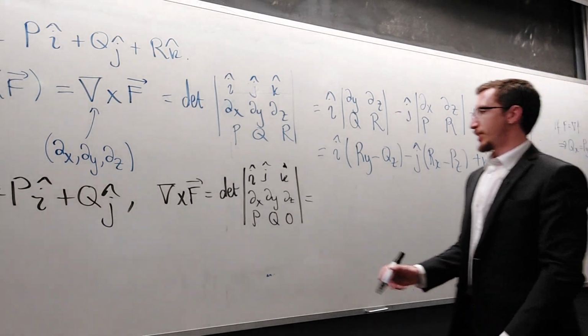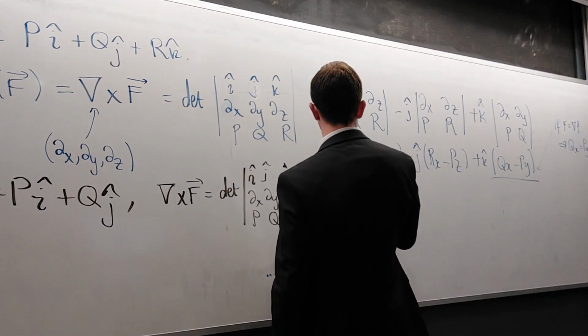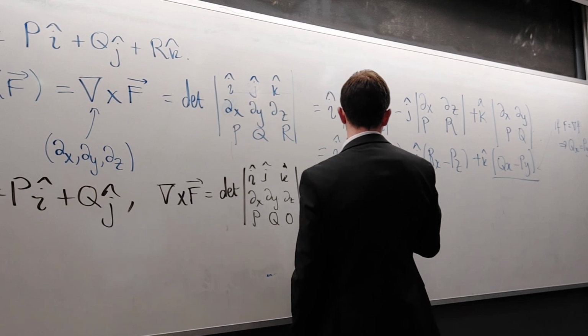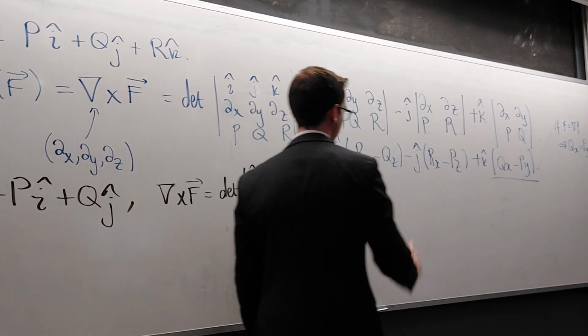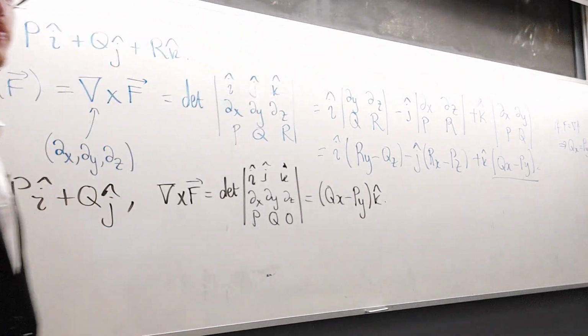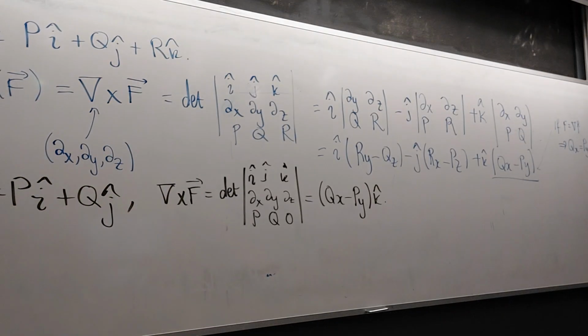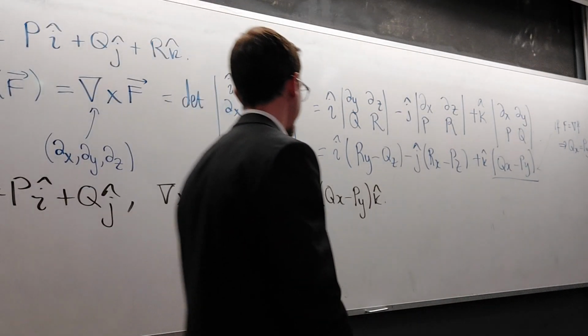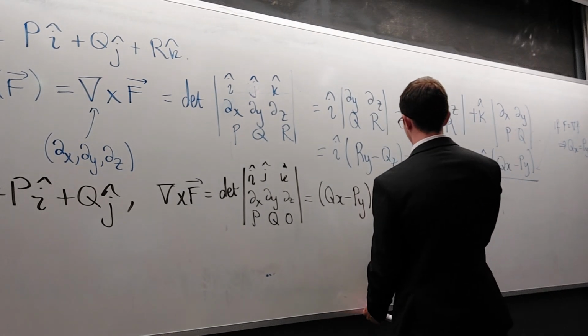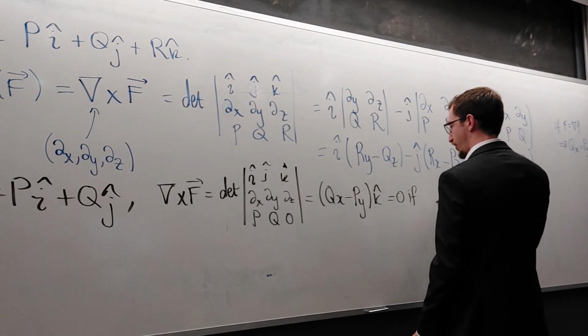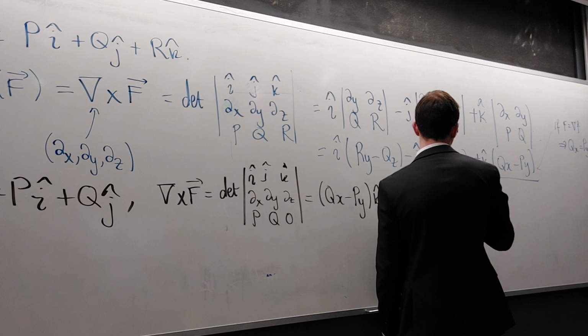So what I end up getting is qx minus py in the kth direction, which is 0 if it's a gradient field. So for a gradient field the curl is 0.